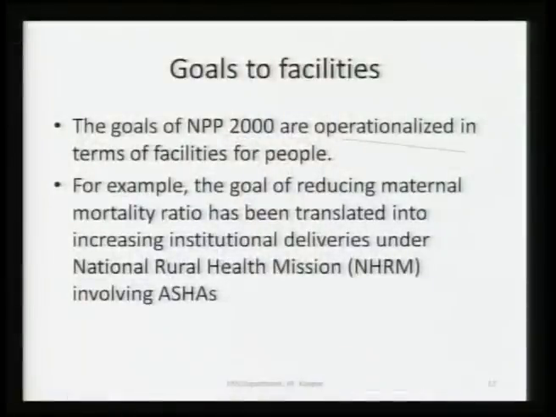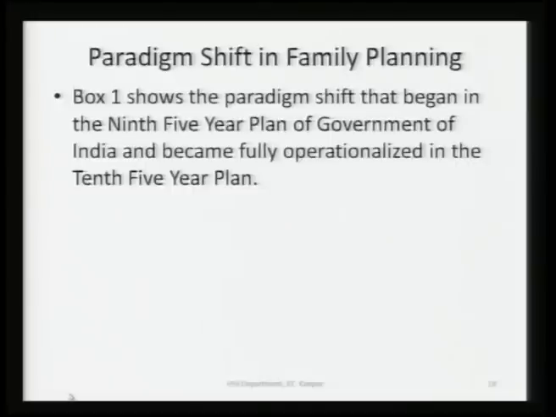So, earlier we have discussed the draft population policy of Dr. Karan Singh and then Janta draft. We have seen the emphasis was more on targets, on goals, visions, need to attain a high couple protection rate as soon as possible. But now in NPP 2000, attention has been shifted more towards operationalization of goals in terms of facilities, create more facilities for institutional deliveries, create more facilities for children. So, there is a paradigm shift in family planning.